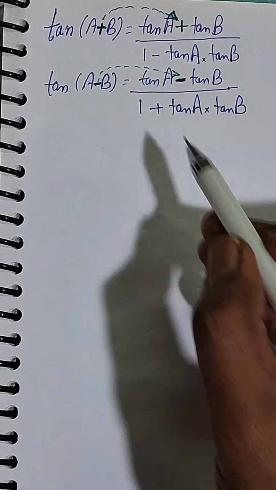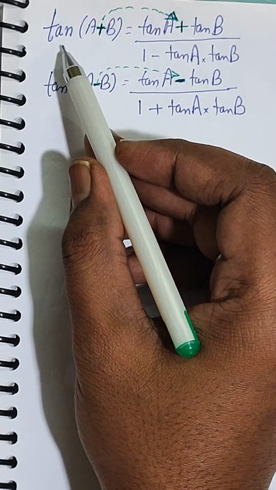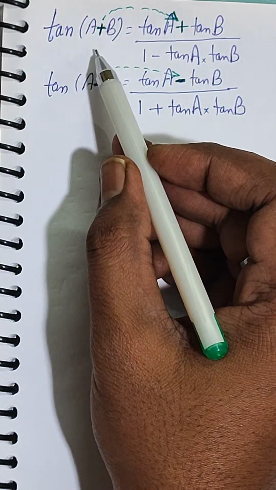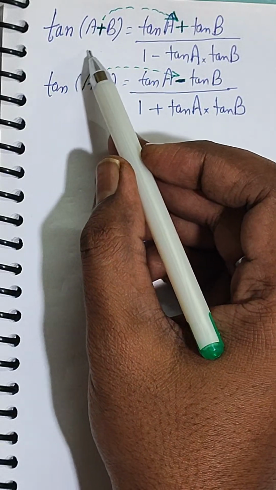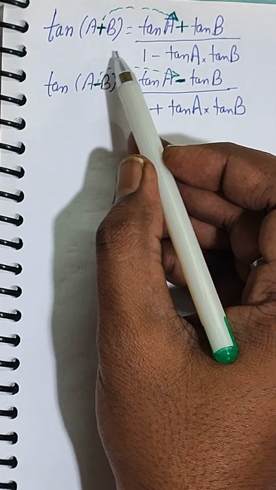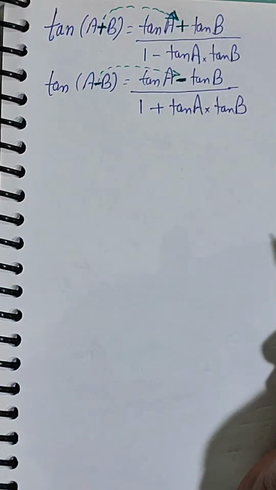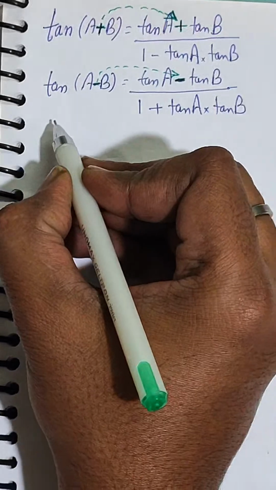And for the proof of this, you can write tangent of A plus B as sine A plus B divided by cos A plus B, and you can expand sine A plus B and you can expand cos A plus B, and when you solve you will get this. So this will be the derivation of this formula. Now let us solve a few questions based upon the application of these two formulas. Let us take the first question.